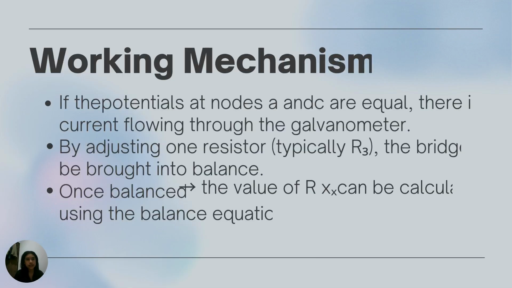Next, the working mechanism. If the potentials at nodes A and C are equal, there is no current flow through the galvanometer. By adjusting the variable resistor RC, the bridge can be brought into balance. Once balanced, the value of Rx can be calculated using the balance equation.